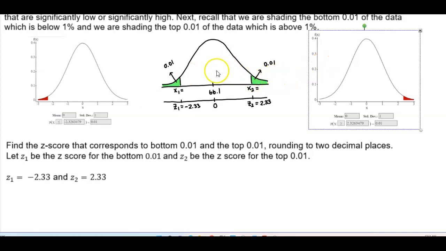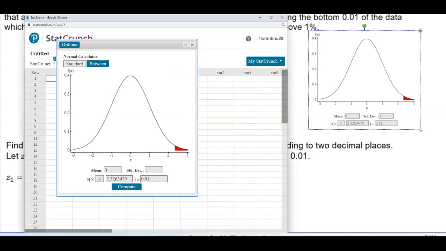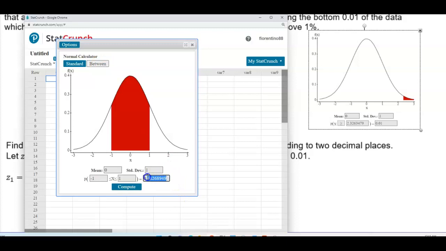Now, there's another way of doing this using StatCrunch. We can find the area that's in the middle. The area in the middle is 1 minus 0.01 minus 0.01, which is equal to 0.98. So we can use StatCrunch, select Between, and put in the area of 0.98 to find the values in between. You can see here that that also gives us those two values, negative 2.33 and 2.33.